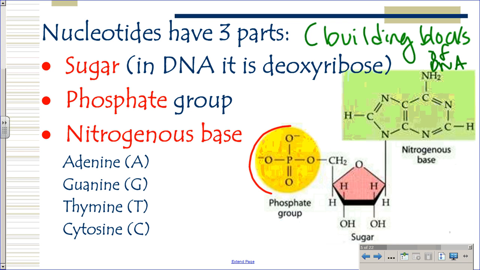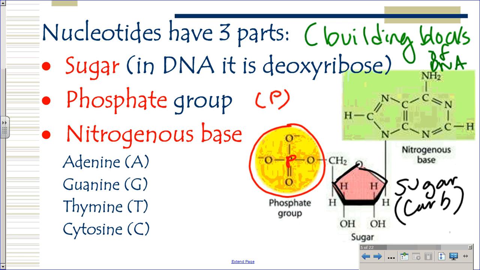Right, here's our phosphate group, and how do I know it's a phosphate group? What's in the middle of it? A P for phosphorus, right. So the P for phosphorus is going to be the phosphate group. That's attached to this pentagon thing. What did the pentagon resemble back in biochemistry? Carbohydrate is sugar, right. So this right here is the sugar, or the carbohydrate. And in DNA, that D stands for the sugar's name. That sugar's name is deoxyribose. That's a sugar name you need to know. You probably already know it. Write it down if you don't.